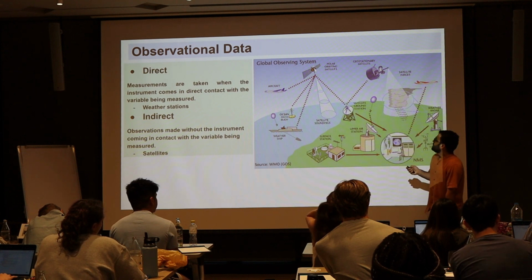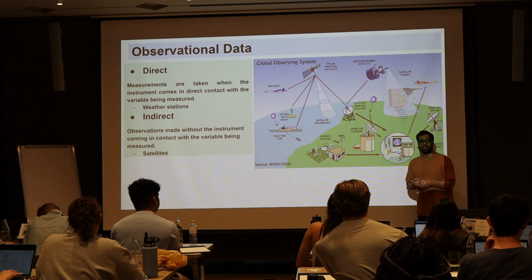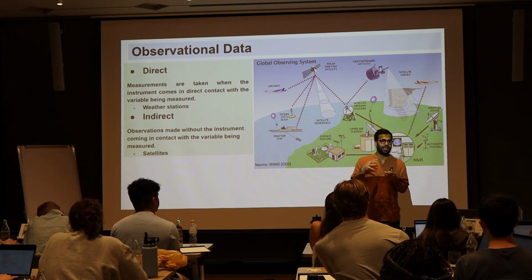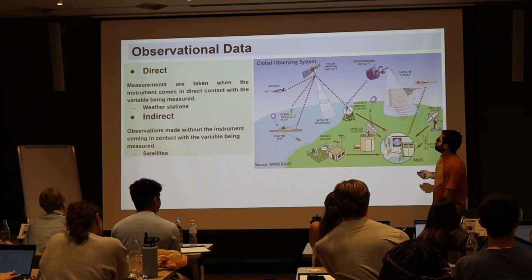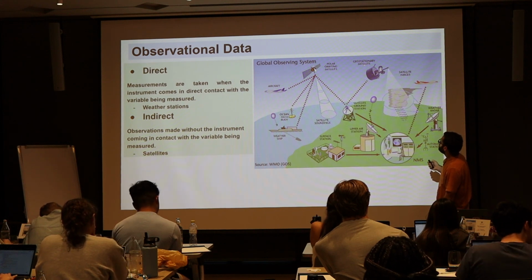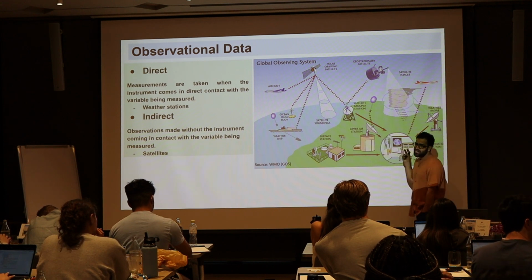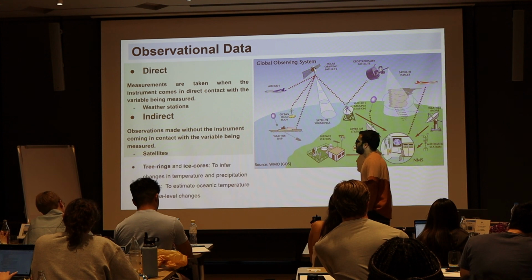Not only that, we have the satellite data. Satellite data is indirect data, where the system is not directly in contact with the climate variable. Similarly, we have aircraft, satellite images, geostationary satellites, and there are some polar orbits as well. So these all come into observational data.